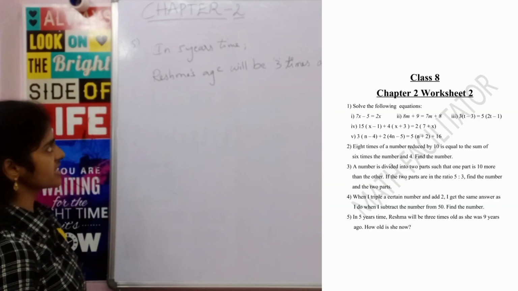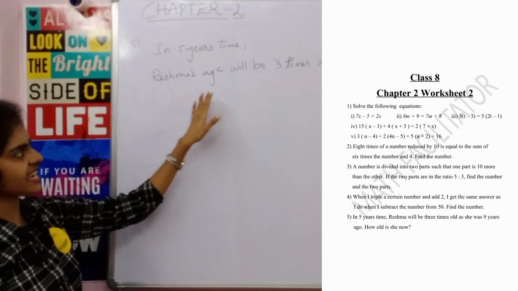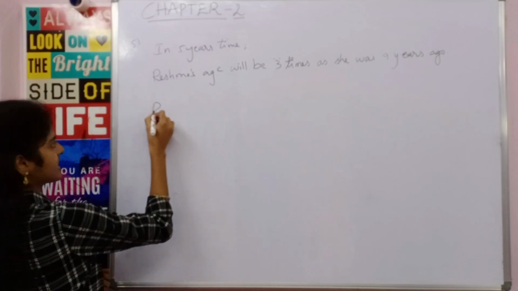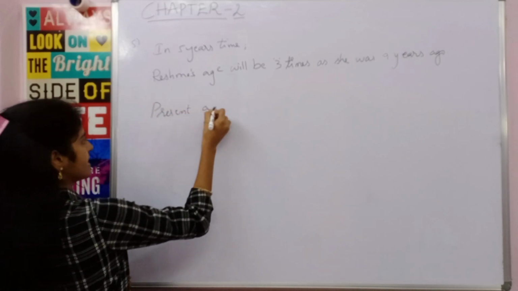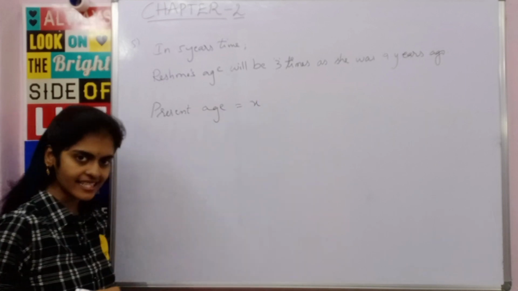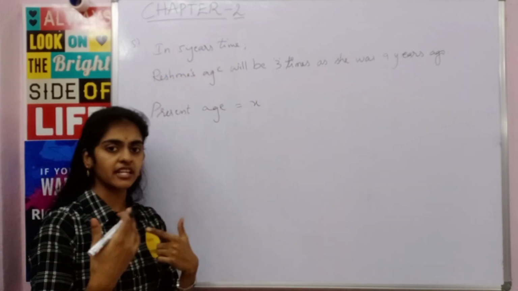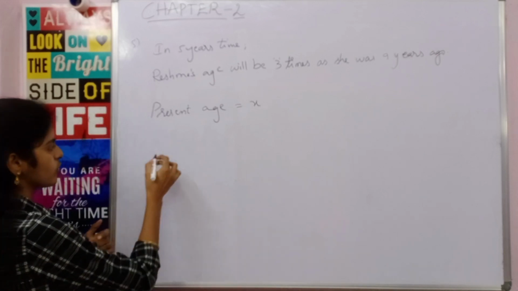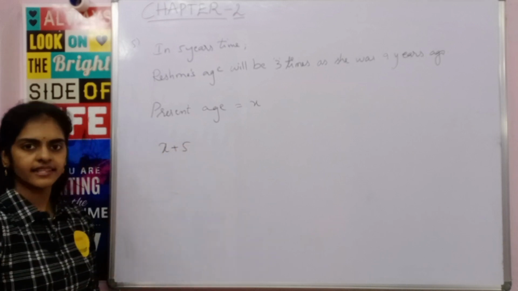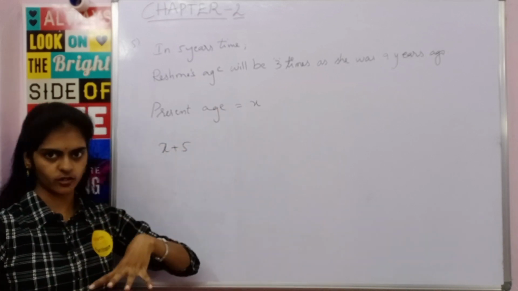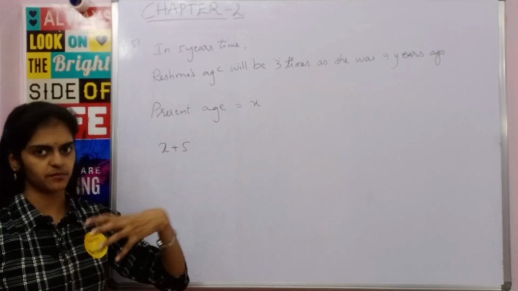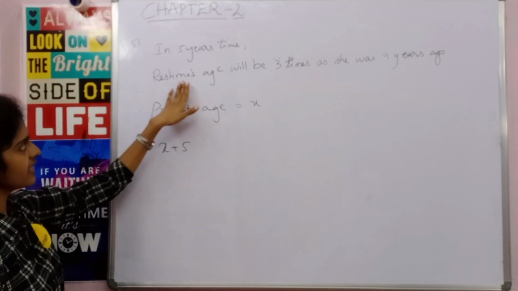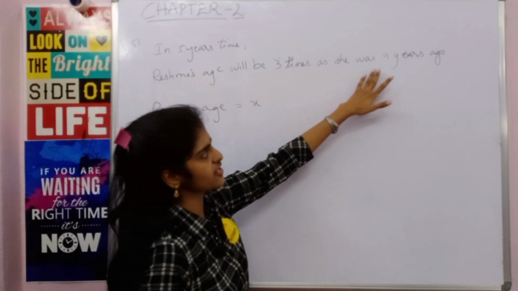Moving on to the next question. In 5 years time, Reshma's age will be 3 times as she was 9 years ago. Okay, so if you take the present age of Reshma as x, so what is 5 years time? In 5 years time, what will Reshma's age be? So it will be x plus 5. Clear? That means 5 years you will add to x. Okay, this is the present age, and in 5 years time means from now you will add 5 years.